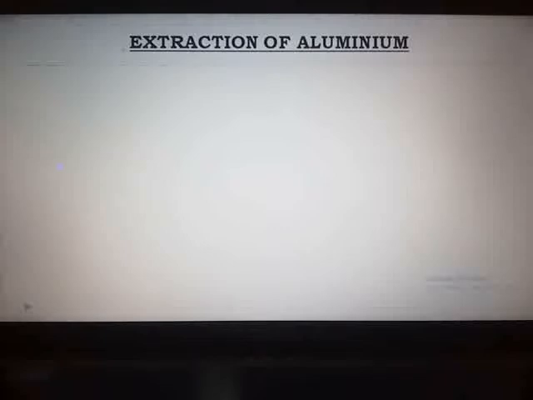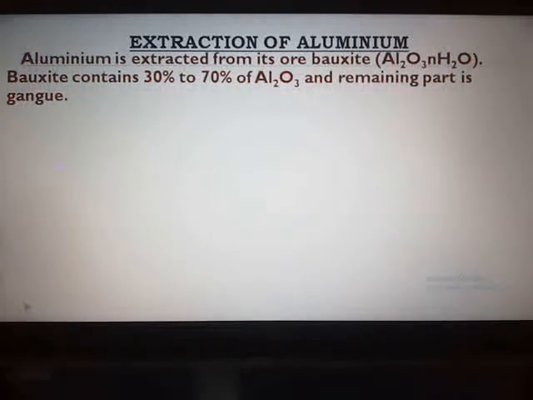Which are the ones which are found in the free state? The less reactive ones like gold, copper, platinum, etc. Now, this aluminium is not found in the free state. It is the third most abundant material in the Earth's crust after oxygen and silicon. So how to extract this aluminium from its ore? The main ore of aluminium is bauxite.